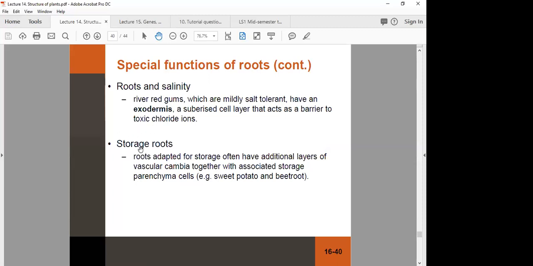Special functions of roots, storage roots. So some roots are supremely adapted for storage, and they often have additional layers of vascular cambia together with associated storage cells. A couple of examples, sweet potato and beetroot.